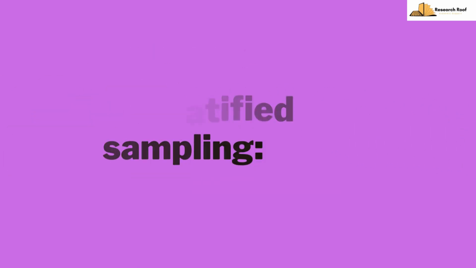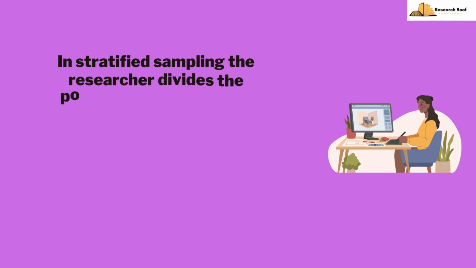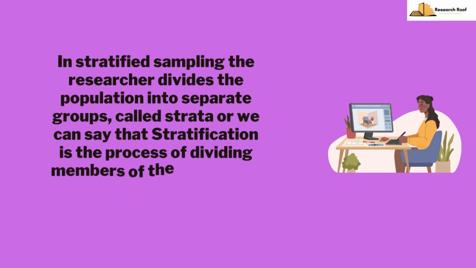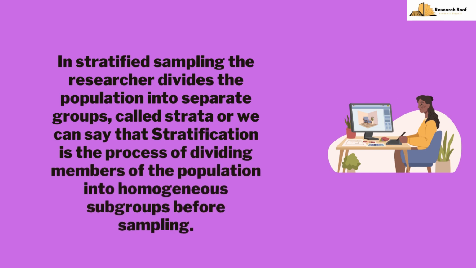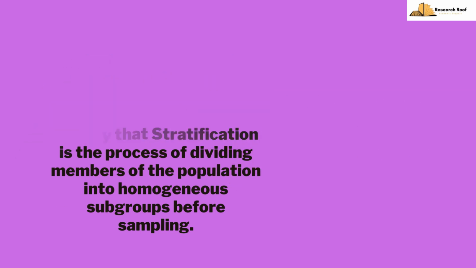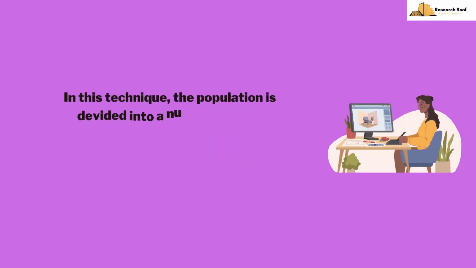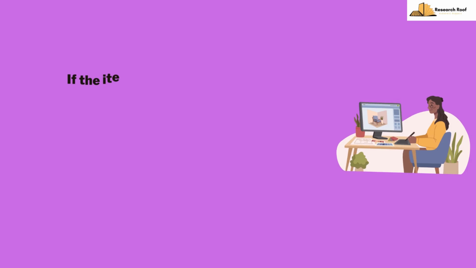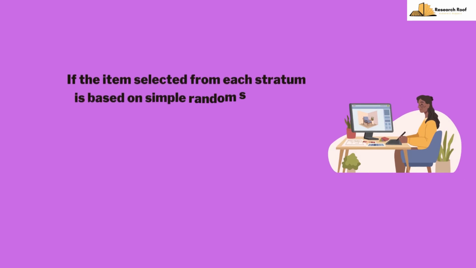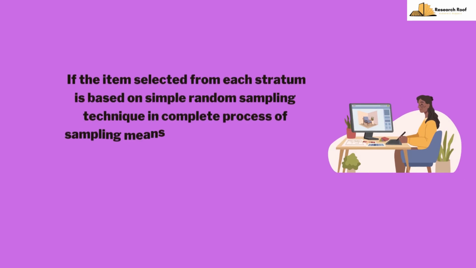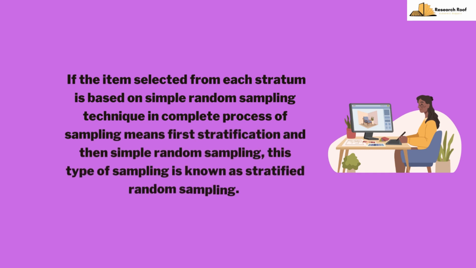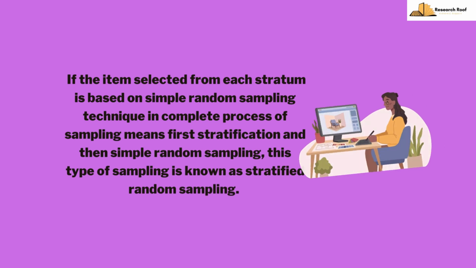4. Stratified sampling. In stratified sampling, the researcher divides the population into separate groups, called strata, or we can say that stratification is the process of dividing members of the population into homogeneous subgroups before sampling. In this technique, the population is divided into a number of non-overlapping subpopulations or strata, and sample elements are selected from each stratum. If the items selected from each stratum are based on a simple random sampling technique, the complete process of sampling means first stratification and then simple random sampling. This type of sampling is known as stratified random sampling.